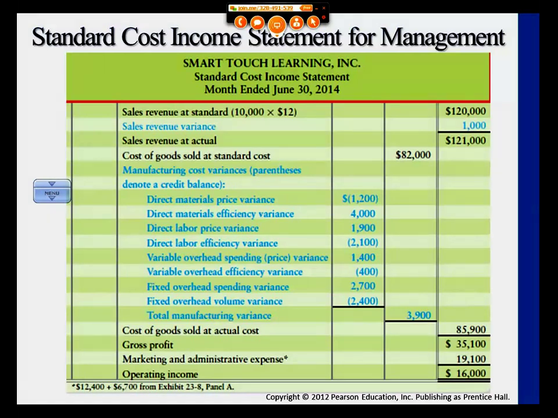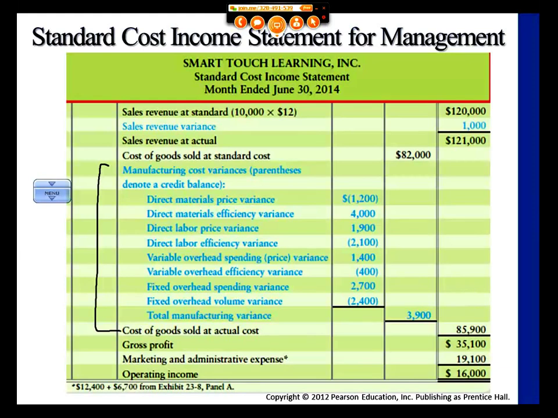Once we calculated all of the wonderful variances, now we need to look at the standard cost income statement for management. So all of that was not in vain. We have all of these variances that we put together under the manufacturing cost variances right here, right? All right, so the income statement right here, what is it going to show us?